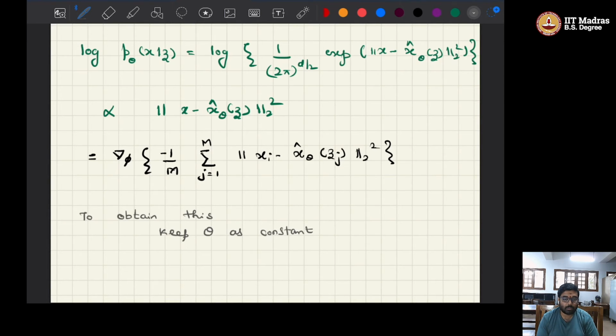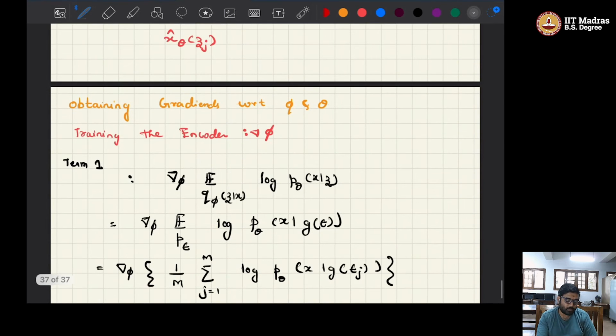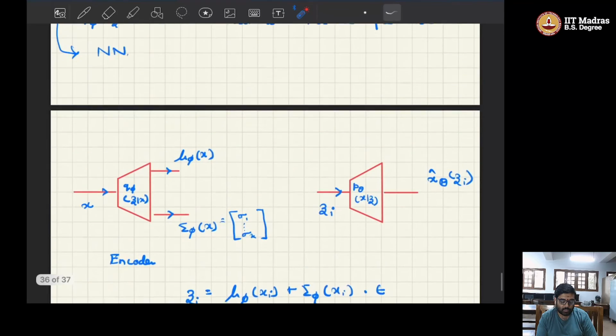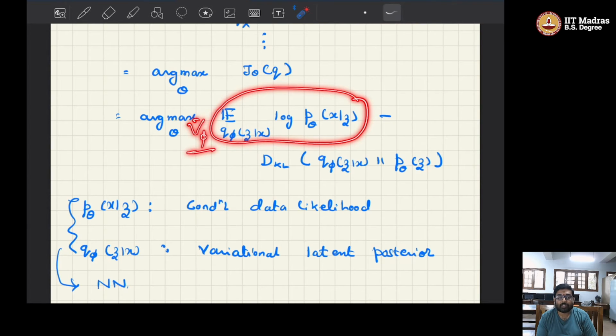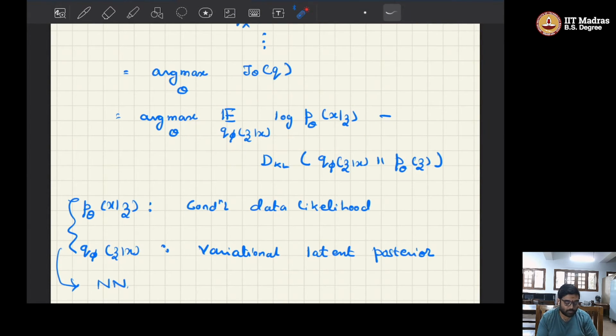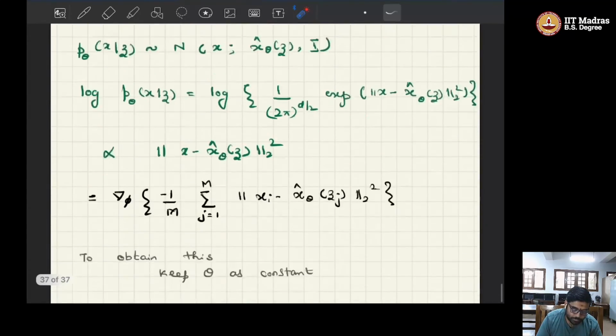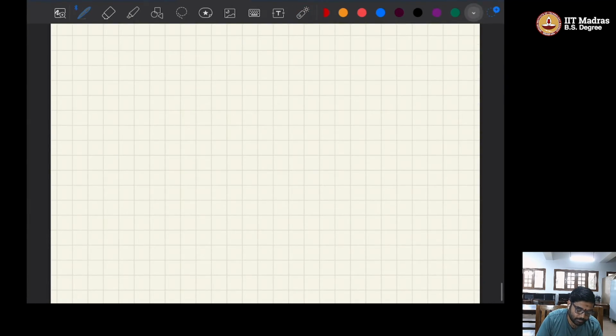Okay. Now, what did we do just now? We just obtained how to look at the gradient of the first term in our objective function. We just took this term and then we took the gradient with respect to phi. That's all we have done till now. So now let's take the second term.